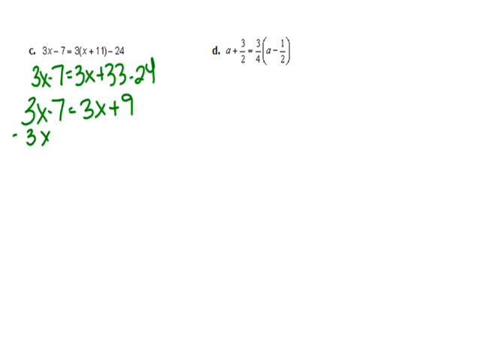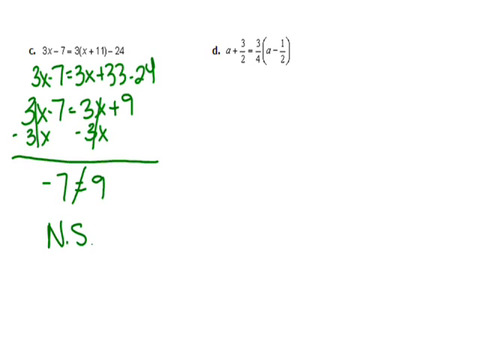So I subtract 3x from both sides, and when I do that, I find out that these cancel and these cancel, and I get negative 7 equals 9. Well, obviously, negative 7 does not equal 9, so that means that this one has no solution. There is no value that I can put in for x that will give me a solution to this equation.